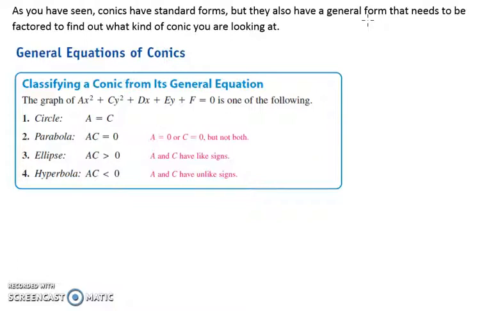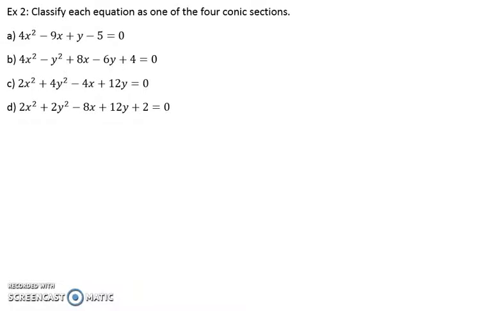An ellipse is going to be if your product of a and c is greater than 0, provided that a is not equal to c. And then if you have a hyperbola, a times c is going to be less than 0, and again that's provided that a and c are not the same number. So let's look at a real quick example of figuring out what conics are without actually factoring anything.